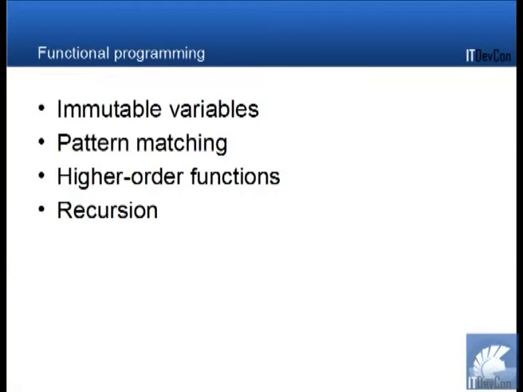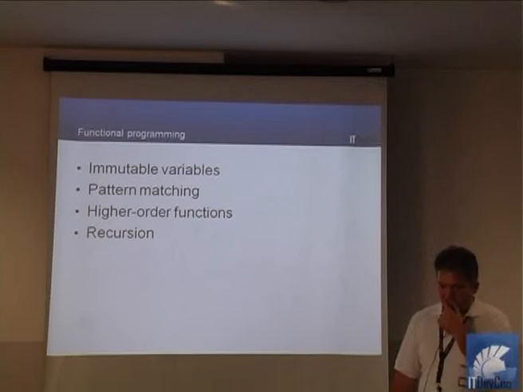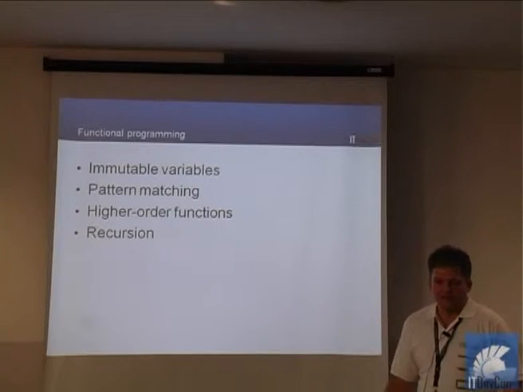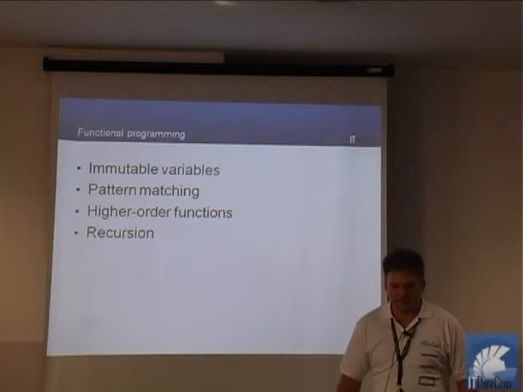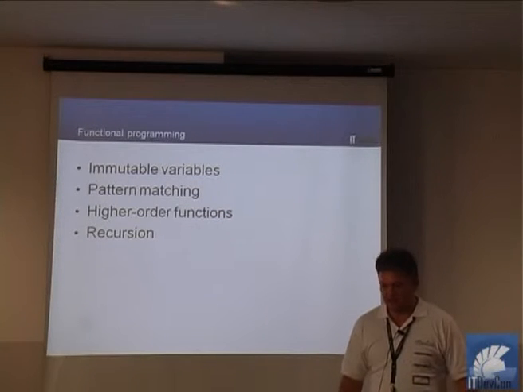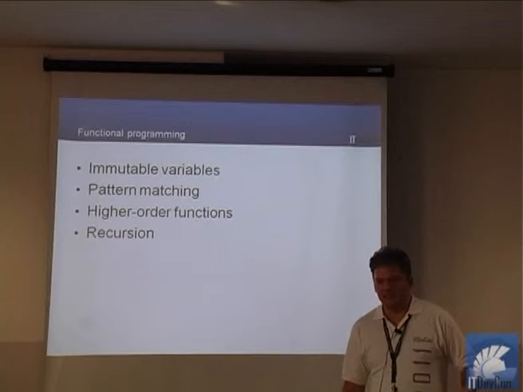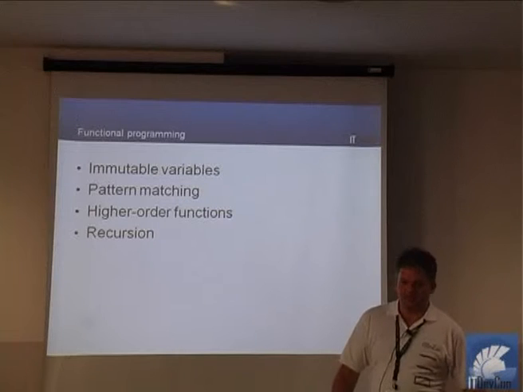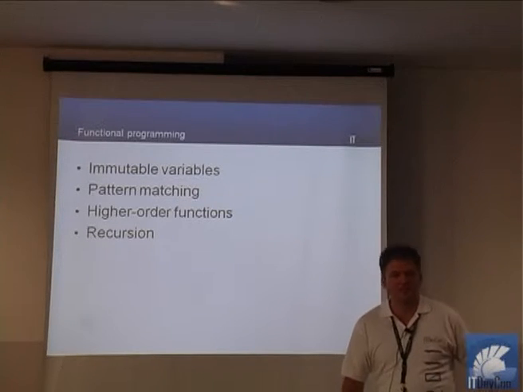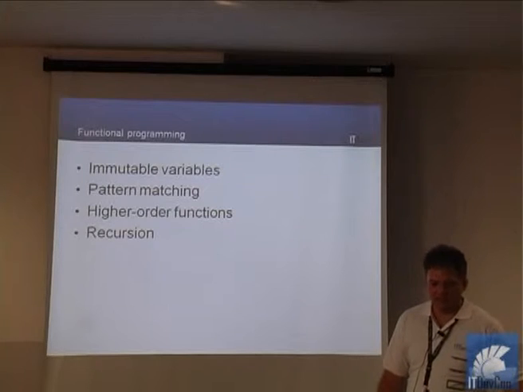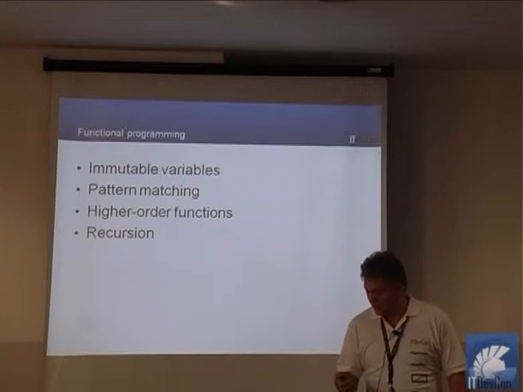And the last one is recursion. Because you cannot modify a variable, you cannot have a loop counter. So how do you implement a loop? With recursion. A function will call itself again and again. Because of that, all functional programming language implementations are specifically tailored to execute recursive functions, especially tail recursive ones, where the last statement in a function is a call to the same function, extremely well and fast and without using any additional stack space.